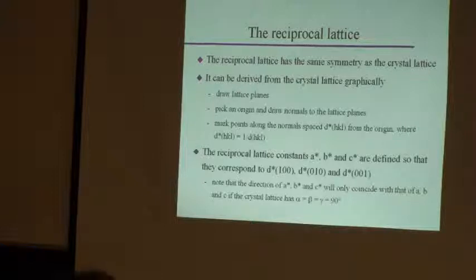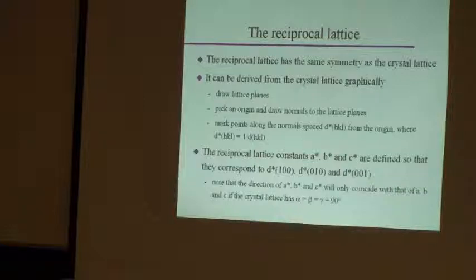So in real space we have A, B, C as lattice constants. In reciprocal space we'll have A star, B star, C star as our reciprocal lattice constants. In real space we have crystal plane spacings D. In reciprocal space we have reciprocal lattice spacings D star. Okay, so the star always means you're in reciprocal space.